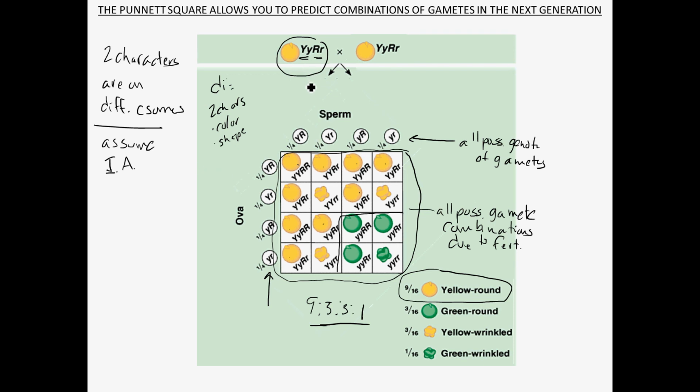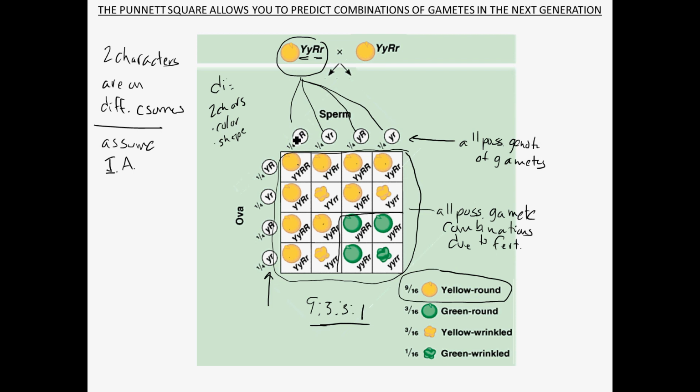So what's going to happen? Let's go back up here again and just look at these possible genotypes of the gametes. So this parent right here can make the big Y with the big R. You can get the big Y with the little r. You could then get the little y with the big R, and you could get the little y with the little r. So these are all the possible gamete genotypes here.